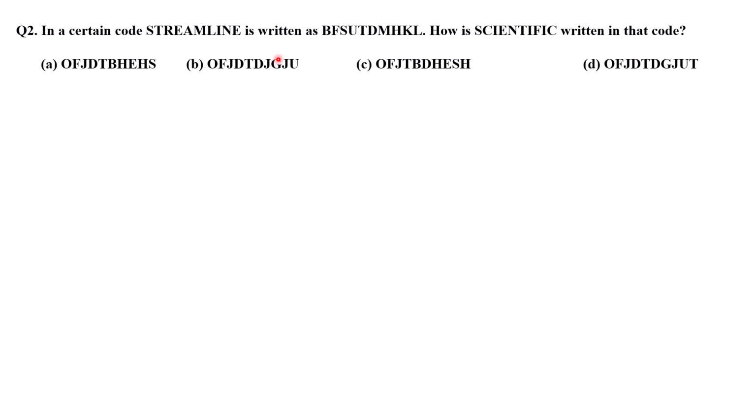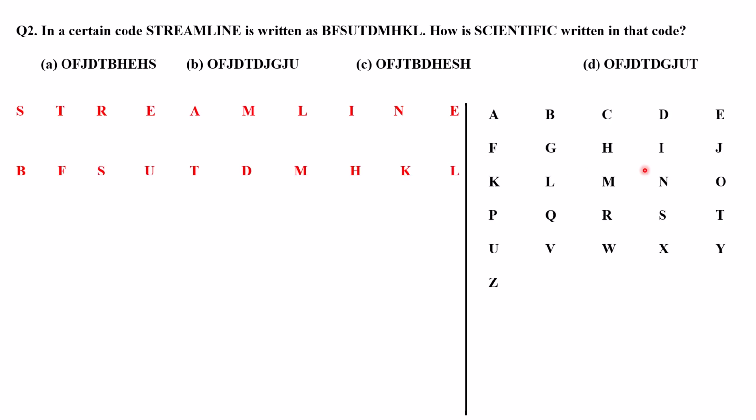Question number 2. In a certain code, STREAMLINE is written as this. How is SCIENTIFIC written in that code? Now this question is also based on coding. Okay, so let's start solving it. So I've written the alphabets again. Now try to find the relation here. The coded language first is written B, then F, and if you see the word STREAMLINE, A is here, after A, B comes which is written over here, E is here, after E, F comes, after R, S comes, after T, U, and after S, T. So these first 5 letters they have coded in that form, isn't it?